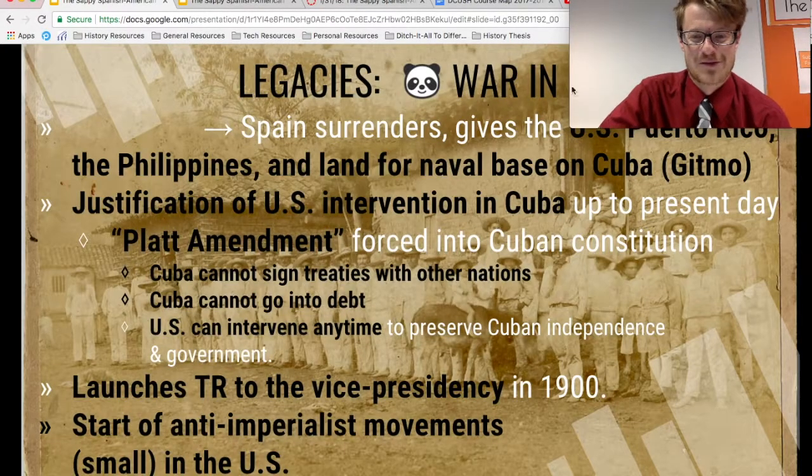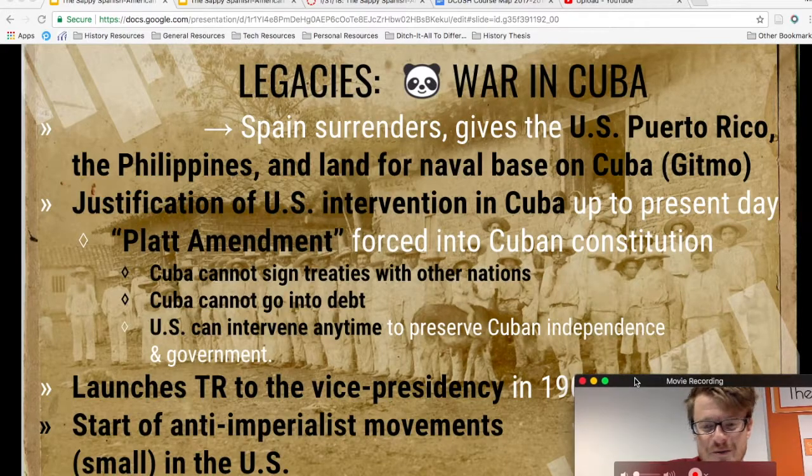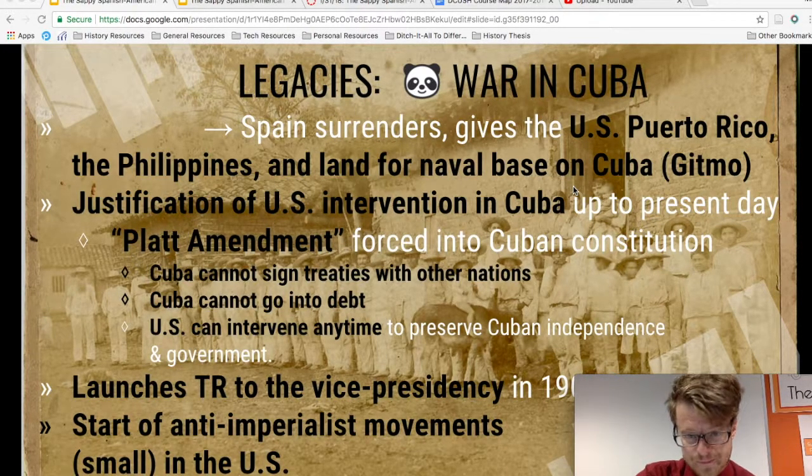Okay, so kind of an interesting, funny story. Tells you a lot about TR and what he thought about himself. Okay, so big legacies. The war in Cuba. Eventually, Spain does surrender after that splendid little war of just over three to four months. And there's a whole bunch of really important consequences from this.